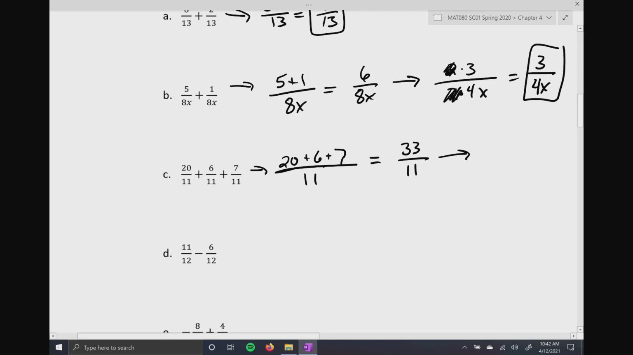Now I reduce. I know 33 is 3 times 11. Therefore, the 11s reduce. Since everything in my denominator reduced, that's a 1. So the answer is just 3. So 20 over 11 plus 6 over 11 plus 7 over 11 equals 3.